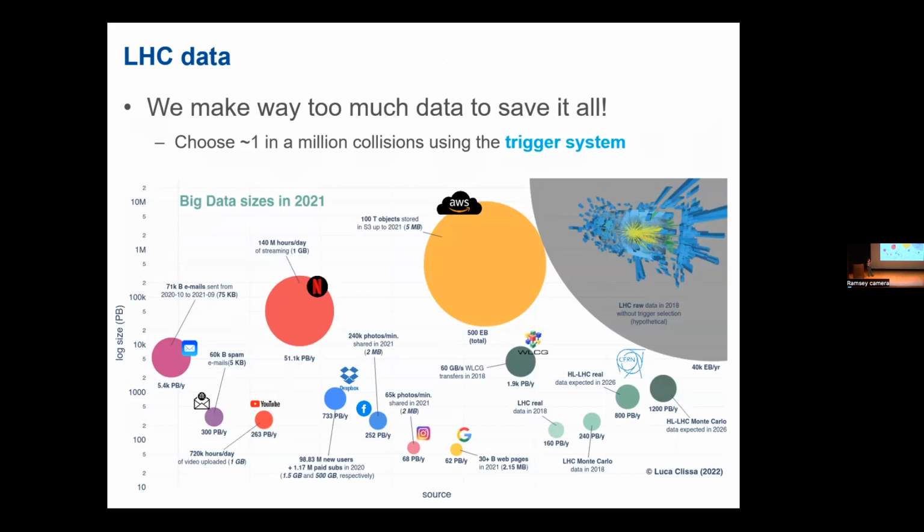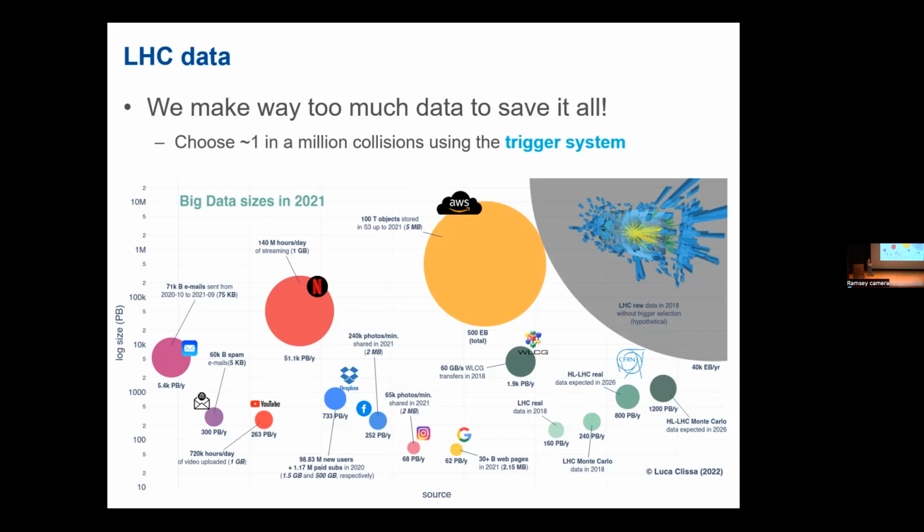I mentioned that we have collisions of proton bunches in the LHC every 25 nanoseconds. That's extremely frequent. If we were to save all of that data in 2018, this is what we would have ended up with from Atlas and CMS. And you can compare that to Amazon Web Services, Netflix. It's just like, this is obscene. Too much data, we can't do that.